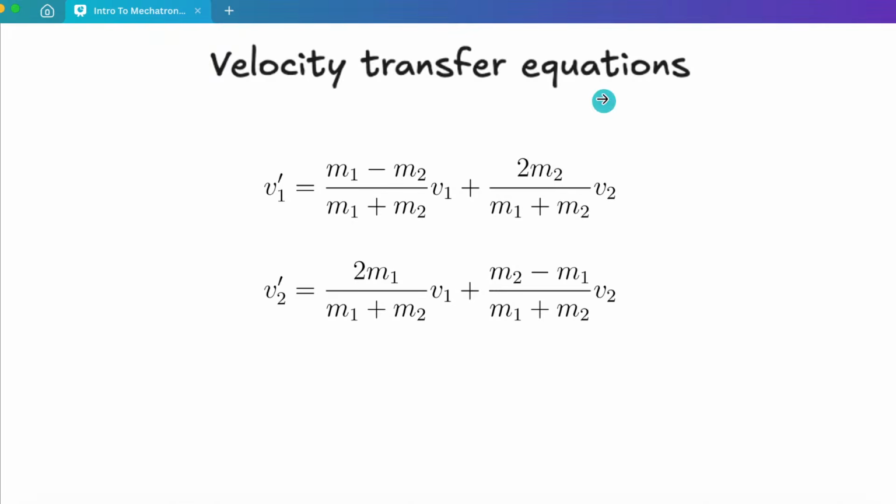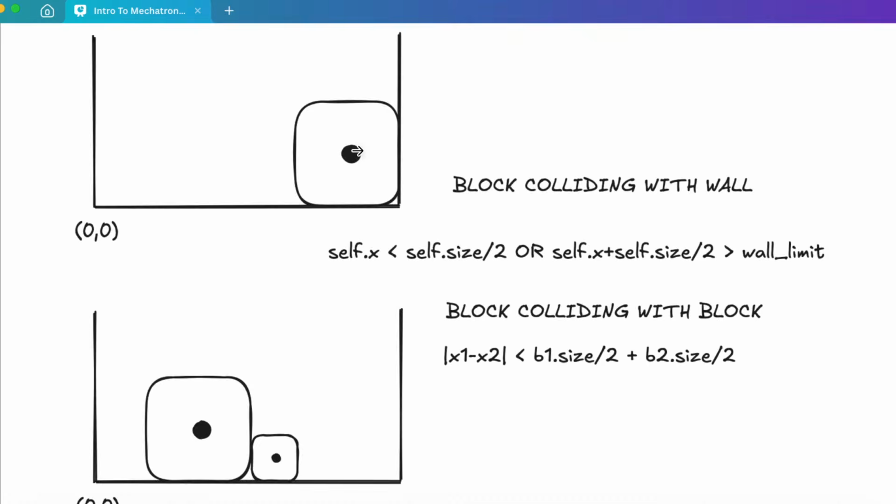Okay, note this slide. These are the velocity transfer equations for blocks 1 and 2. So you do not have to derive them over again. I've just written them as reference for myself when I'm writing the code.